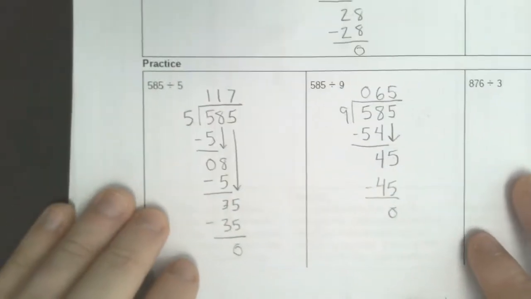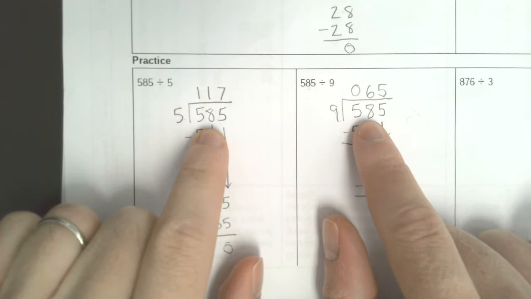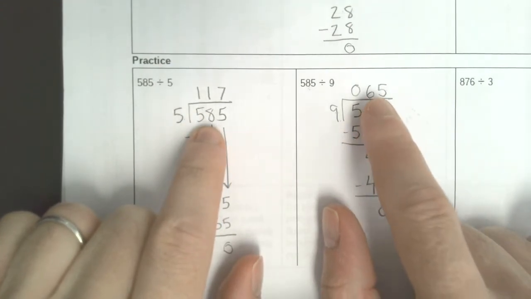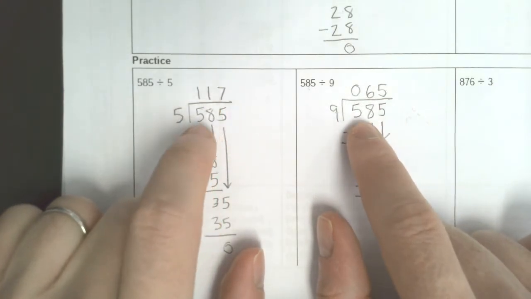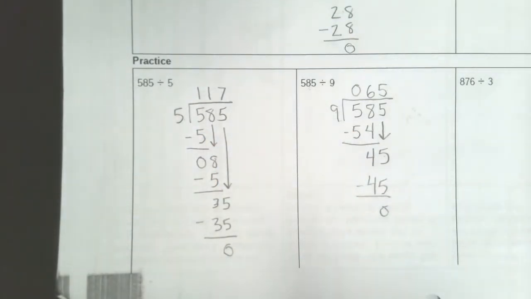Now, let's take a look at these two for a second. In both of these two problems, we're dividing up 585. But you notice that the quotient here, 65, is less than the quotient here, 117, because 9 is a greater number, so it will kind of fit into 585 less times.